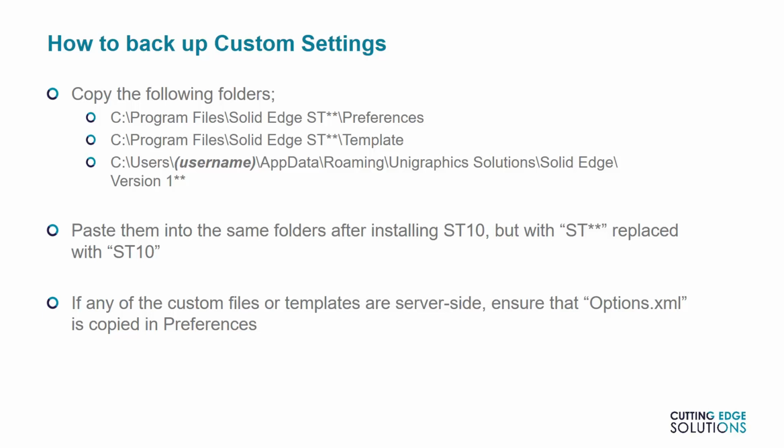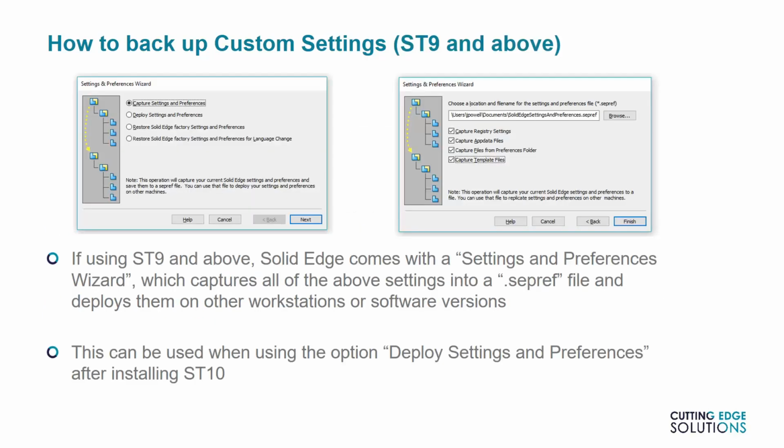Now, when I said that copying these files was one method of carrying over settings, it is the only method available if you're using ST8 or before. If you're using ST9, however, you can use the Settings and Preferences wizard, which is installed with Solid Edge, to gather all of the settings I've just mentioned, bundle them into one neat file with the extension .sepref, and use the same utility at ST10 to deploy them again.